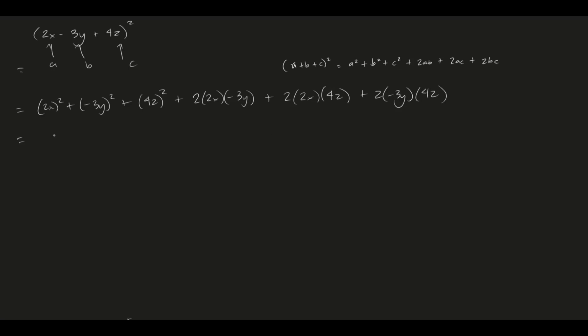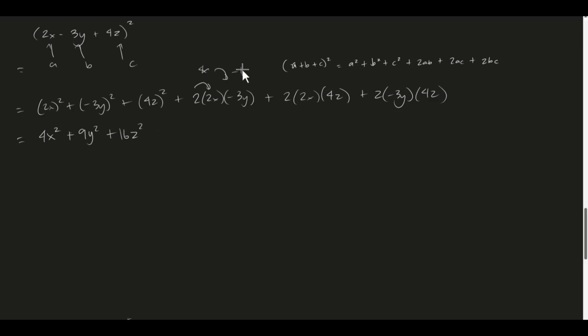So let's try to simplify. So 2x quantity squared, 2 squared is 4, and x squared is x squared. So we have 4x squared, and negative squared is positive. So 3 squared is 9, and y squared is y squared. So we have positive 9y squared, plus 4 squared is 16, z squared is z squared. So we have 16z squared. 2 times 2x is 4x. Multiply also the 4x to -3y.